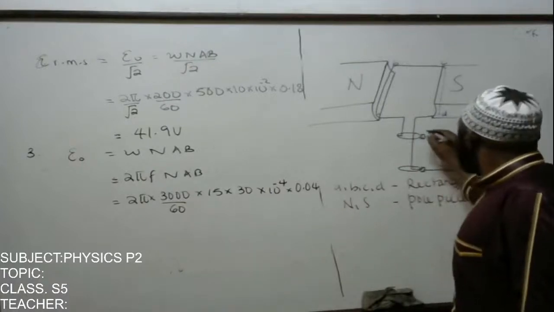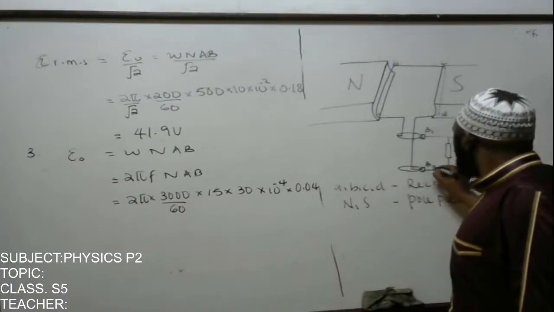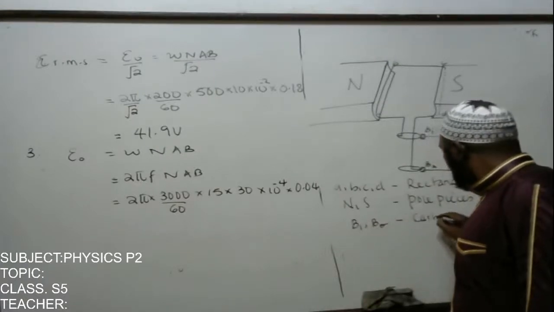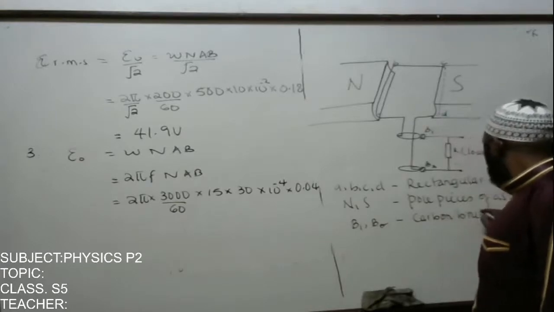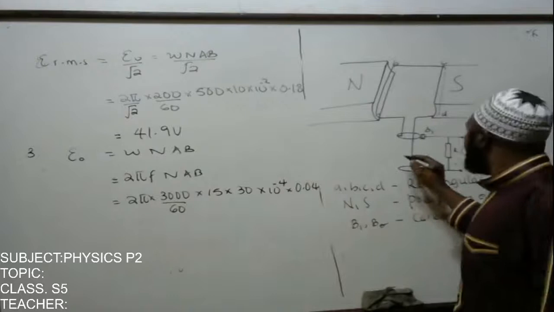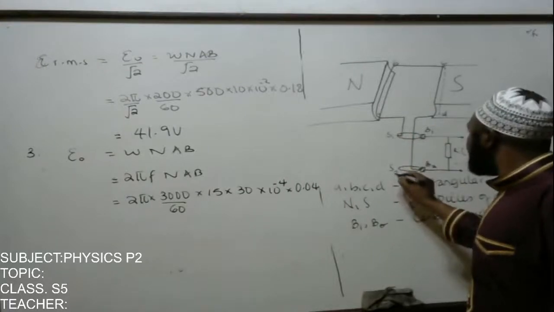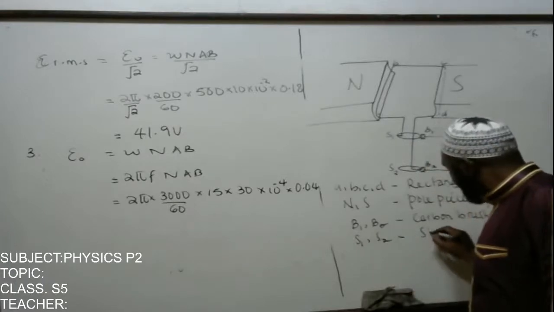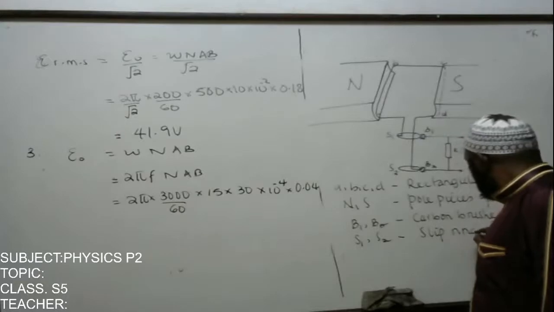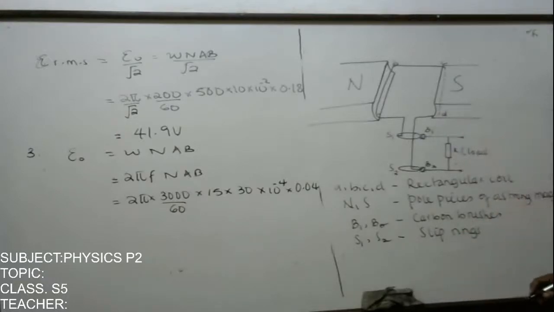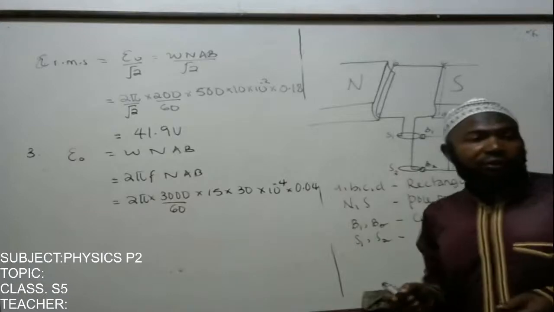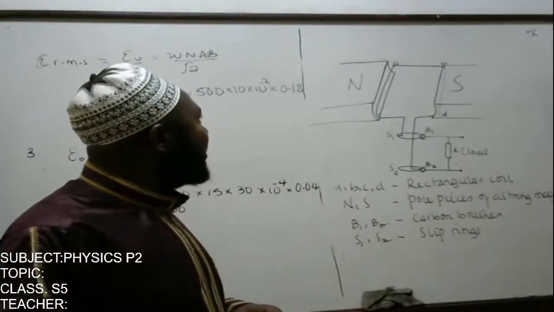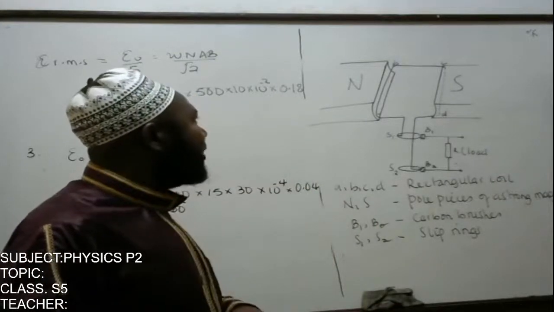Then we have B1 and B2. These are carbon brushes. Then we have S1, S2. These are slip rings. So, when you are told with the aid of a diagram, describe how an AC generator works, you can draw a simple diagram like that one.